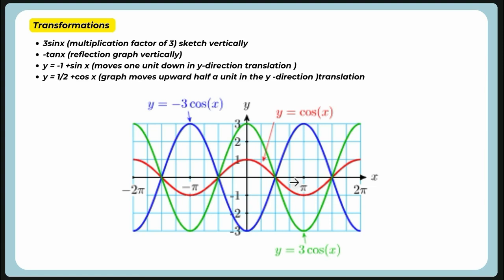If you have the equation negative 1 plus sine of x, it means that it's moved 1 unit in the y direction. It's a translation. And if you have a graph like half plus cosine of x, it means that the graph moves upward half a unit in the y direction. So it will be half plus cosine of x.